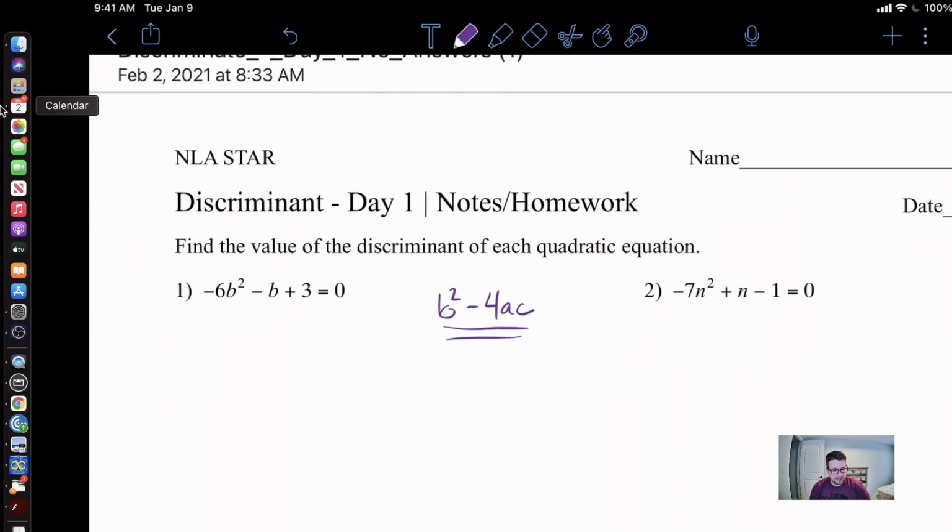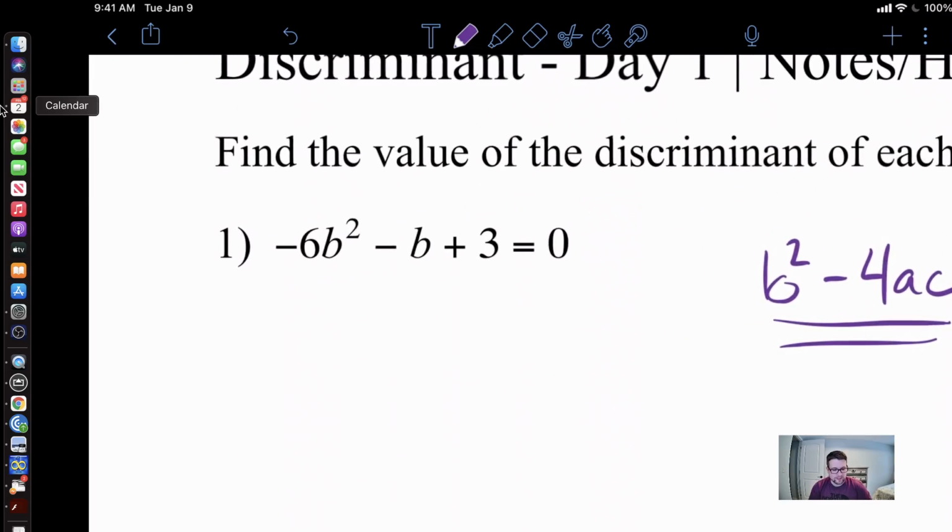Now coming up here, before we can actually use the formula, we need to identify what is a, what is b, and what is c. Now if you notice right here, we're missing a number in front of that b, so we're going to put a 1 right there. Now, when I talk about A, B, and C, I'm talking about the numbers in my equation. So this first one right here, this is what we call A. So A would be -6, B is going to be -1, and C is going to be +3 over here.